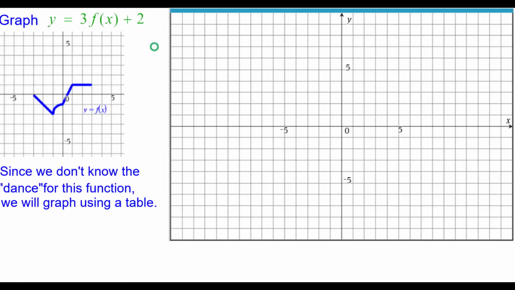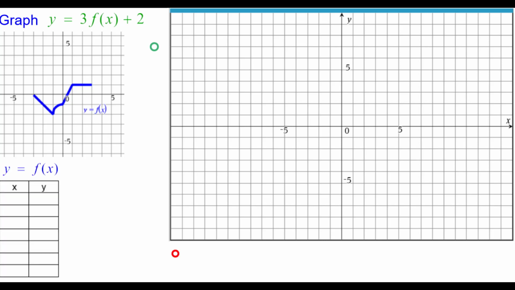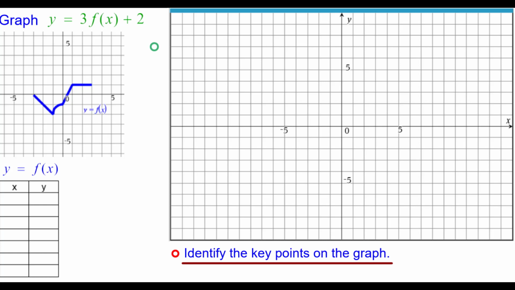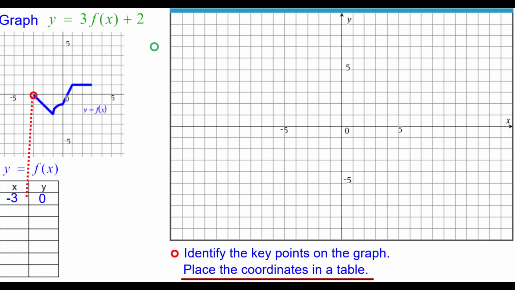Since we don't know the domain for this function, we will graph using a table. What we need to do is identify the key points on the graph and then place those coordinates into a table. So the first point I identified is this one here in red, and its ordered pair is -3, 0, so I place those in the table.